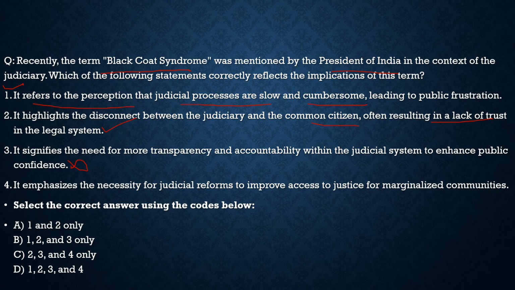So this is incorrect. Fourth statement, it emphasizes the necessity for judiciary reforms to improve access to justice for marginalized communities. It is also incorrect, because it is also a solution to it. So with respect to this question, the correct statements are option 1 and option 2 only. With this, I hope you understood it. Now let's move to another question and try to solve that.